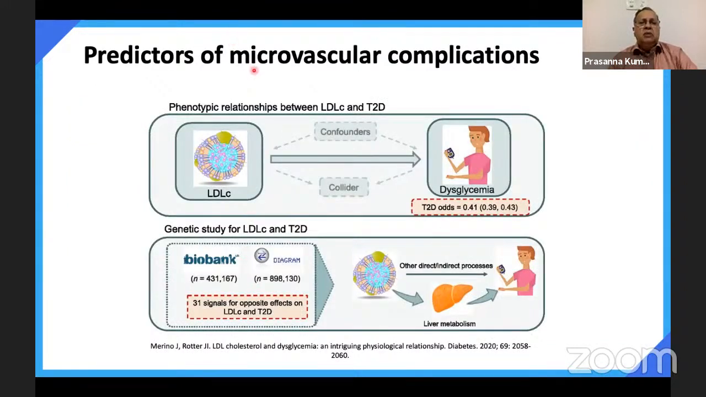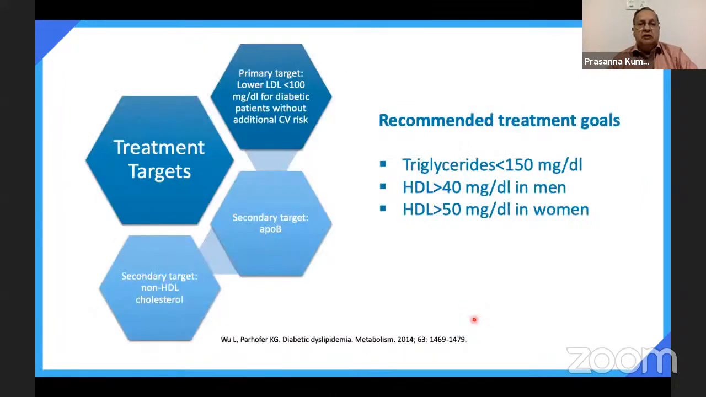What is the relation? We showed you how diabetes and hypertension lead to more microvascular disease. So also high LDL cholesterol leads to dyslipidemia. And you can see here signals for opposite effects on LDL and diabetes. And that also affects the liver metabolism. And thus it will have microvascular complications.